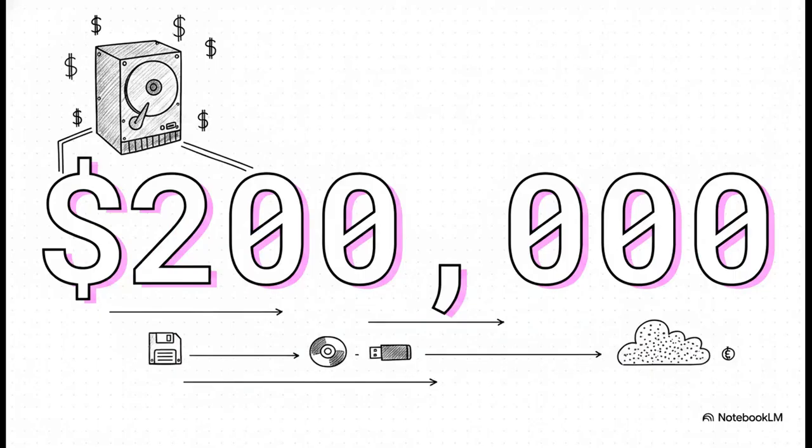Okay, let's kick things off with a truly staggering number. $200,000. Back in 1980, that is exactly how much it cost for just a single gigabyte of disk storage. To put that into perspective for a second, that exact same gigabyte costs about 4 cents today. It's wild, right? And because storage has become so incredibly cheap, our reliance on massive amounts of data has just skyrocketed, which has fundamentally changed how we actually need to protect it all.